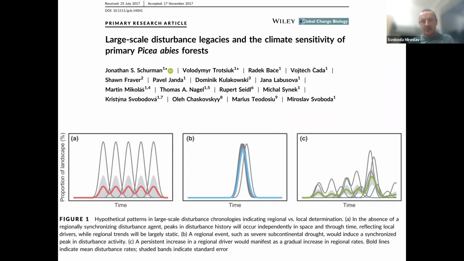Another question we asked is whether we can see some kind of regional synchronization in the disturbances. This is a paper which was published in Global Change Biology 5 years ago, but I think it's still quite interesting and relevant. And the legacy of this study and of the disturbances we can still see in the field. On this figure, you can see three hypothetical examples of regional synchronization. The left panel shows no regional synchronization. The middle panel shows a strong regional synchronization caused by, for example, a big mega drought. And the right panel shows something in between.